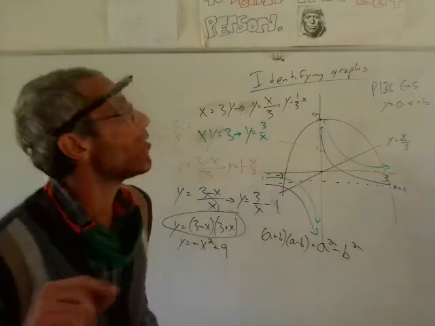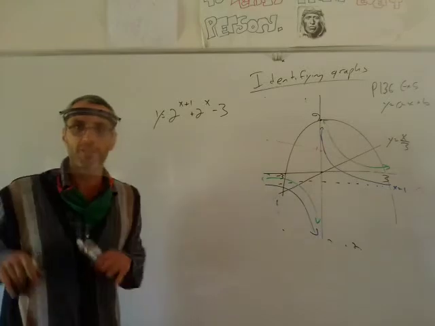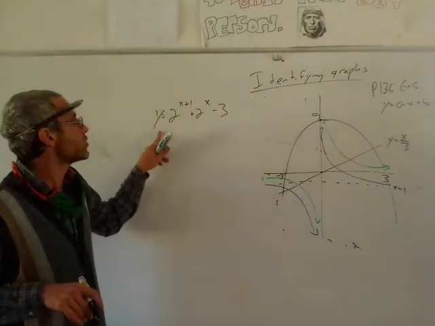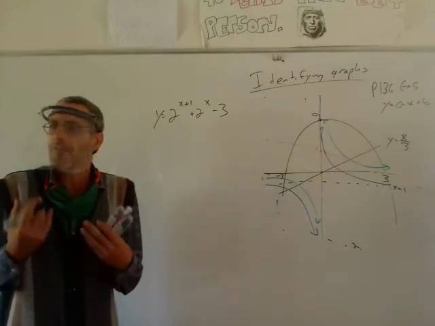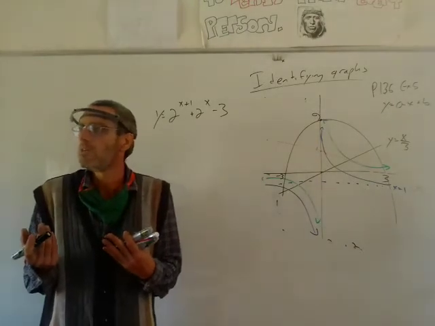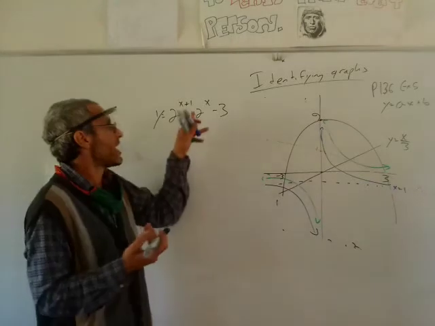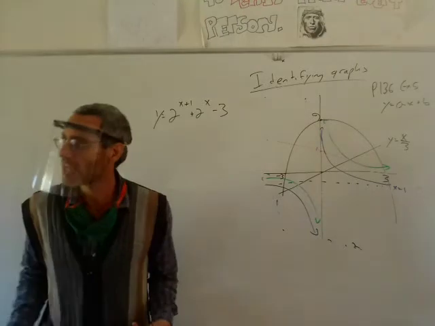There might be one more thing that we need to do. The last kind of different one is y equals 2 to the power of x plus 1, plus 2 to the power of x, minus 3. Now, if you had to guess, what kind of function is that going to be? We've got x as the exponent, so it's going to be, come on, exponential.